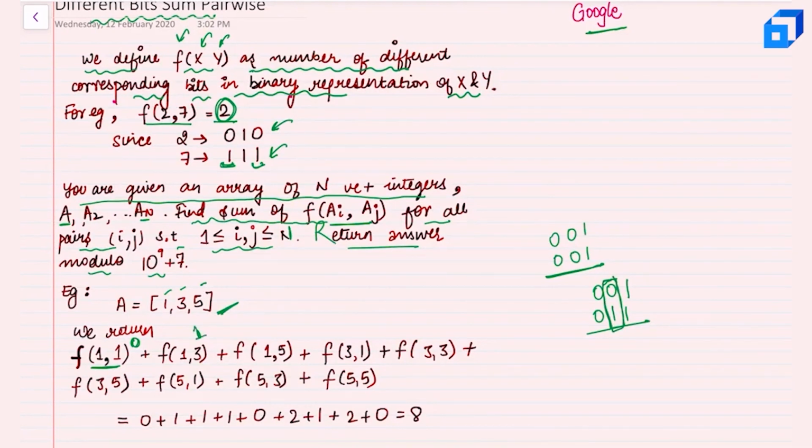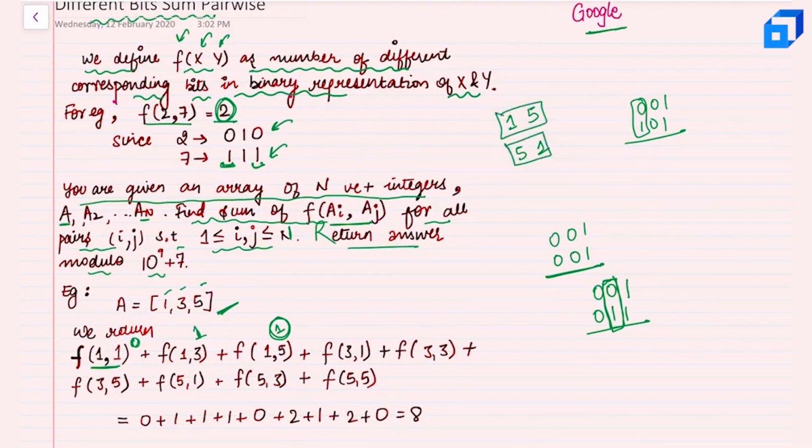What about 1 and 5? I have 1 and 5 is there. There is again just one bit position at which they differ. So again it will give me 1. Now I have to find for 1 and 5 and 5 and 1 separately, right? That means they are counted as different, okay?